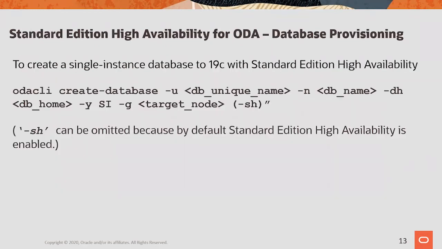So we talked about provisioning. If we wanted to create a single instance database 19C with standard edition high availability, we've got a new set of parameters for the create database ODA CLI command. You see that -sh. You're going to get -sh by default, which simply says SE high availability. And you can specify a specific target node. And if you didn't specify that, again, it would default to node 0. So that would be the creation of a brand new SE high availability single instance database.